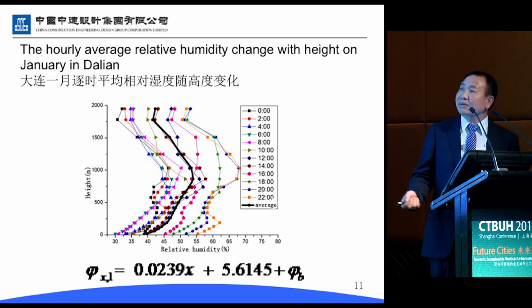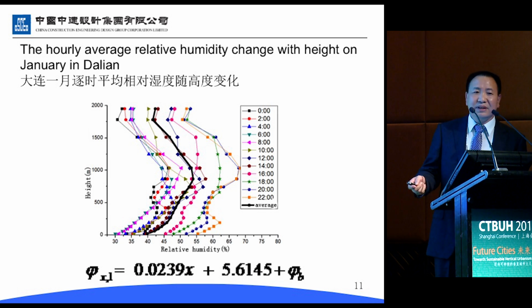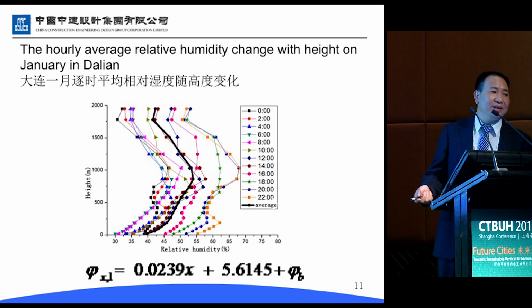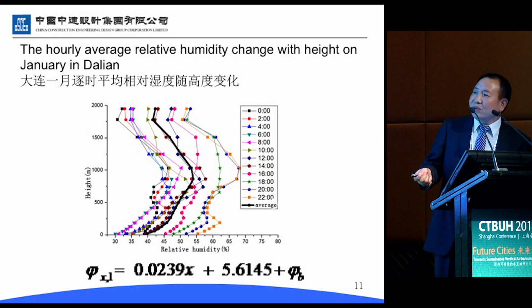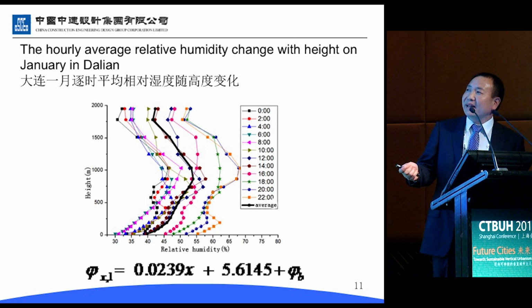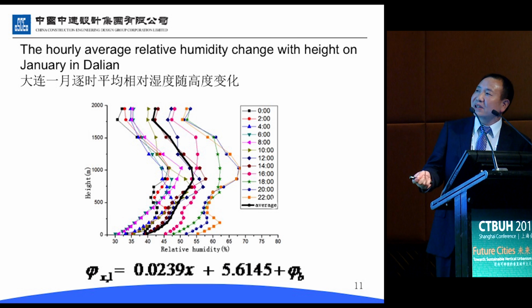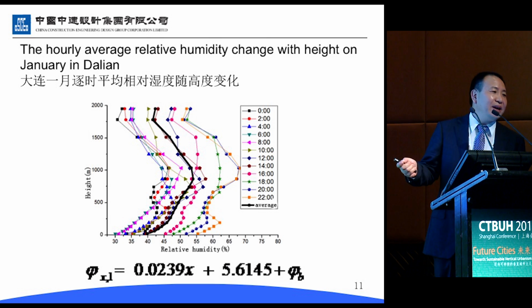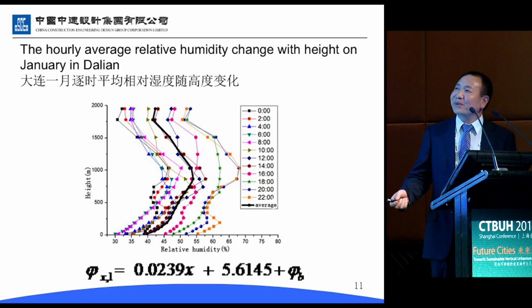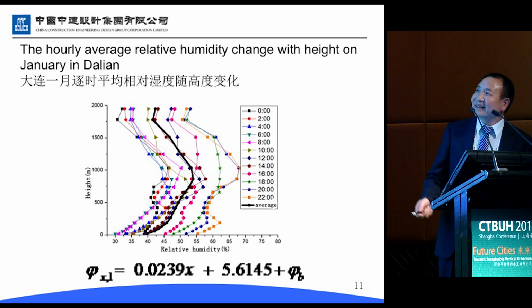Now, this is the hourly average relative humidity change with the height on January in Dalian. Through calculation, we discovered something interesting. As you increase in height, as long as it's less than 800 or 1,000 meter, the relative humidity continues to go up. But once you reach 1,000 meter or 800 meter, the relative humidity decreases. So the curve goes to the left. And we did not know that before.